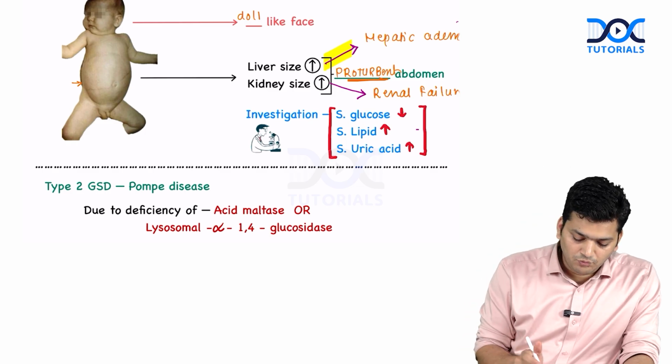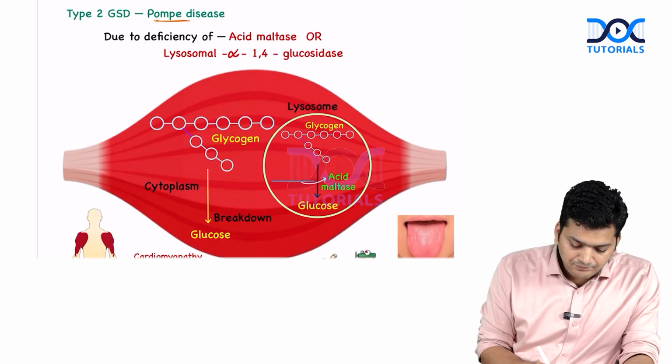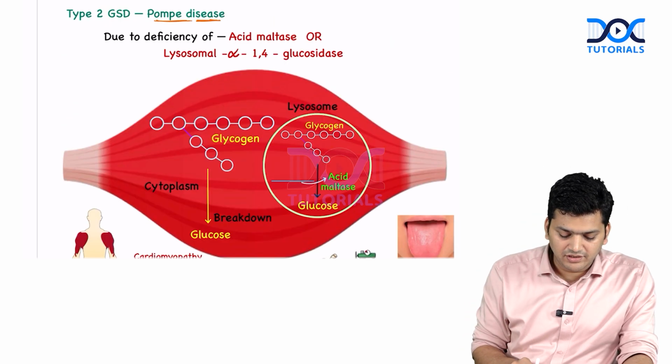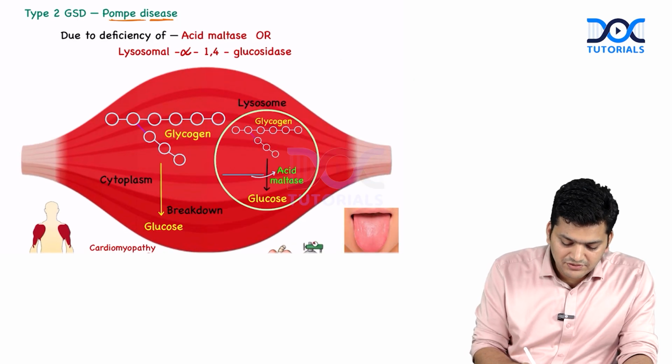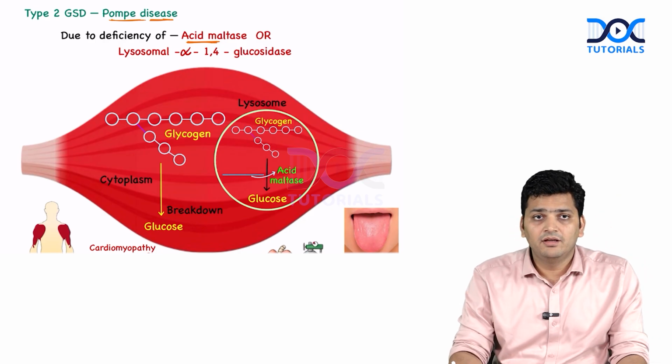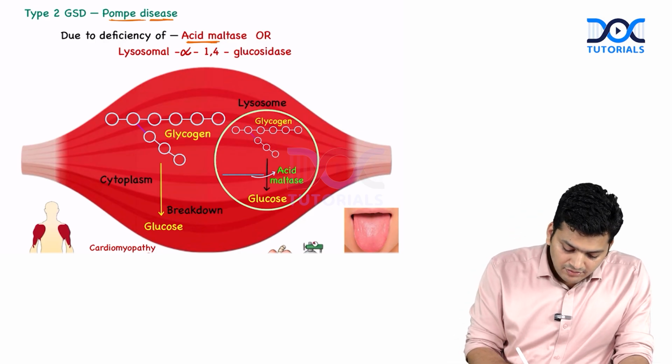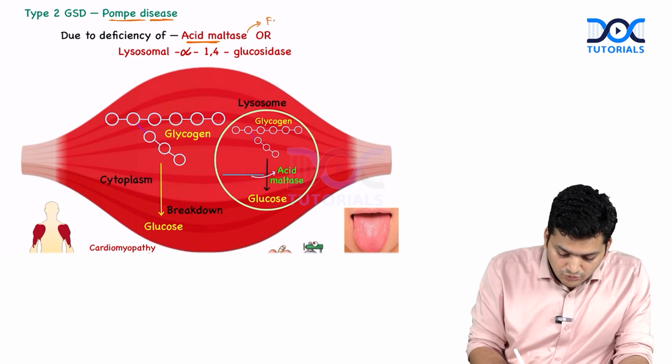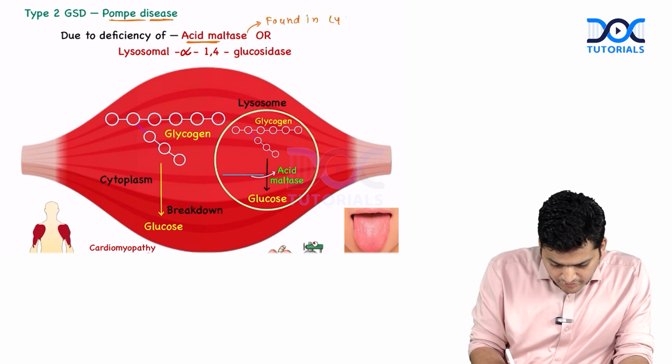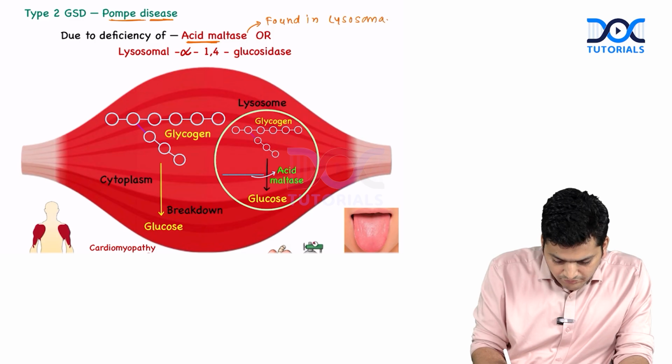Coming to type 2, that is called the Pompe disease. How will the Pompe disease come into action? The Pompe disease is due to deficiency of acid maltase. This enzyme is also called alpha-1,4 glucosidase. Actually, this enzyme, acid maltase, is found in the lysosome. Normally, this enzyme is found in the lysosome.